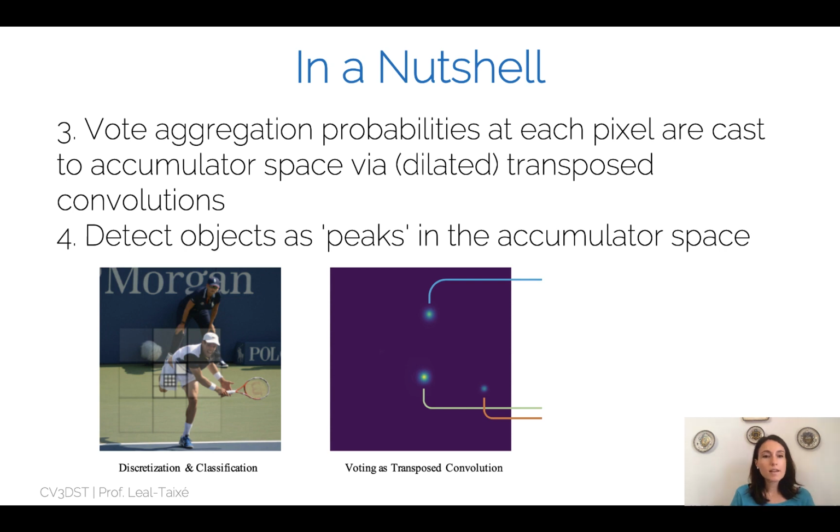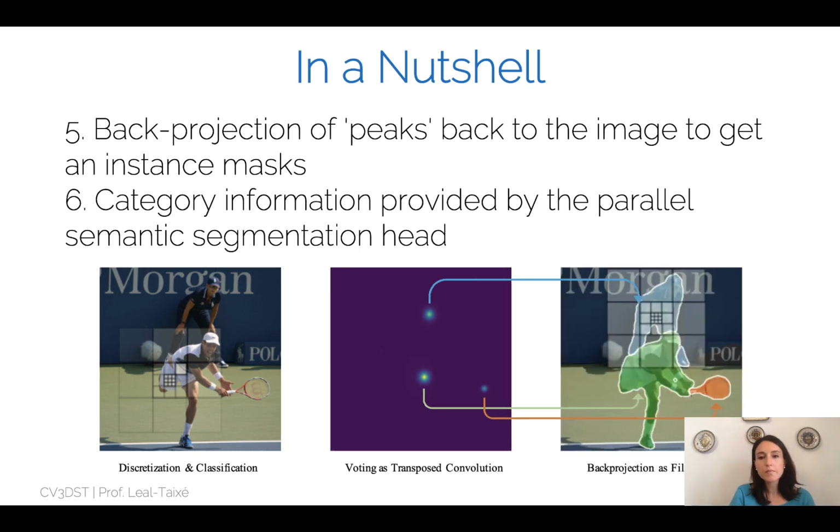In a fourth step, we're going to detect these objects as these peaks. In this case, we have these three objects, these three peaks. And finally, we're going to do, again, a back projection of the peaks. Same as we presented for the method before, you look at who voted for that center, you go back to the image space, and you can obtain the mask, which are all the pixels that voted for that center. And the category information, the semantic information, is provided by the parallel semantic segmentation head.